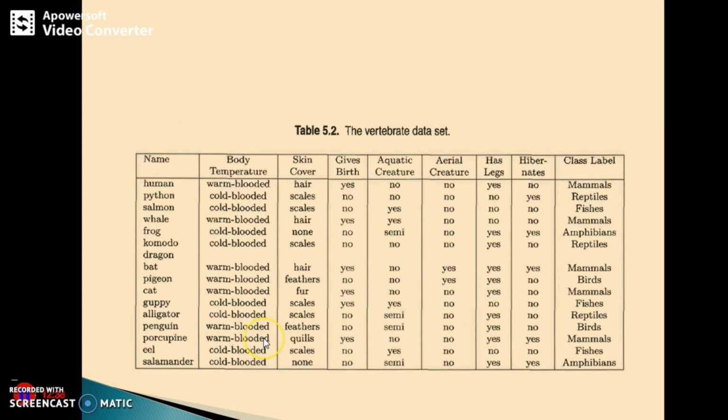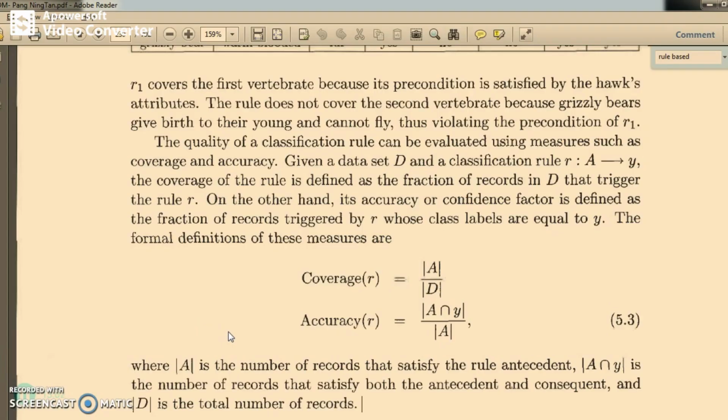Next, again warm blooded, gives birth yes, it is mammals, right? So total 5 records. All the 5 records clearly tell me that the rule I have written is the correct rule, and I can now substitute the value of D in my formula. Coverage is equal to A divided by D. A is the left hand side of the rule where I got the count as 5, divided by D, the total number of records that satisfied my given rule, and that is also 5. So 5 divided by 5 is equal to 1, correct?